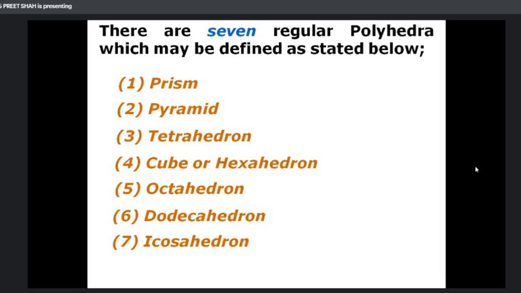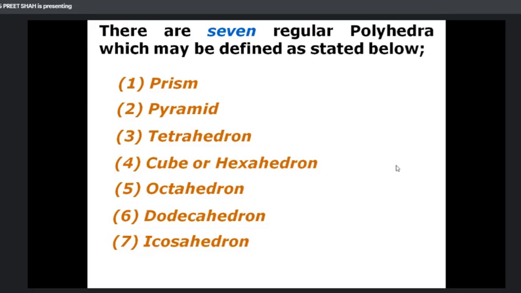Okay, so you understand what the examples of polyhedra are. Polyhedra means a solid which is bounded by faces or edges. The first one is prism, second is pyramid, third is tetrahedron, fourth is cube, fifth is octahedron, sixth is dodecahedron, and seventh is icosahedron.